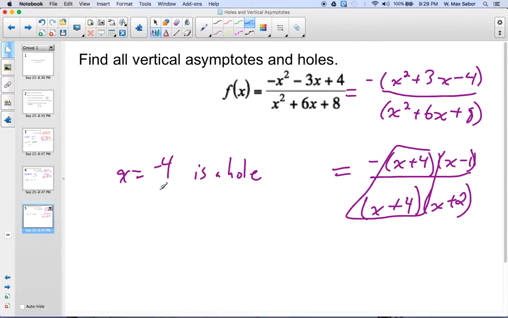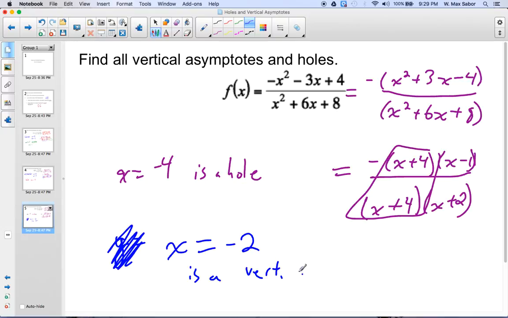And it's possible to figure out what the y-coordinate of that hole is by plugging in negative 4 into the rest of the function once it cancels out. So 4 minus 1 times negative 1 all divided by 4 plus 2. But you don't always have to figure out what that is. And for a vertical asymptote, we look at the roots that don't cancel, and that would be x equal to negative 2 is a vertical asymptote.